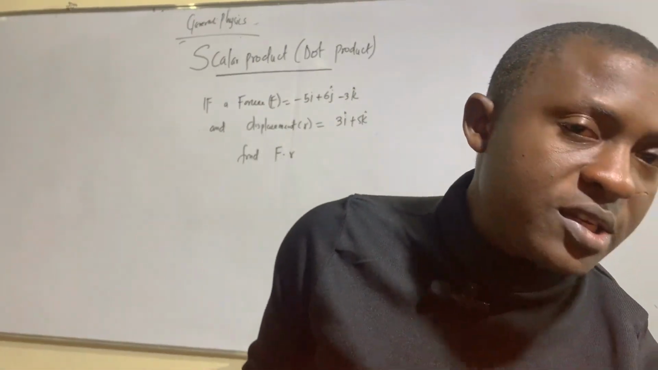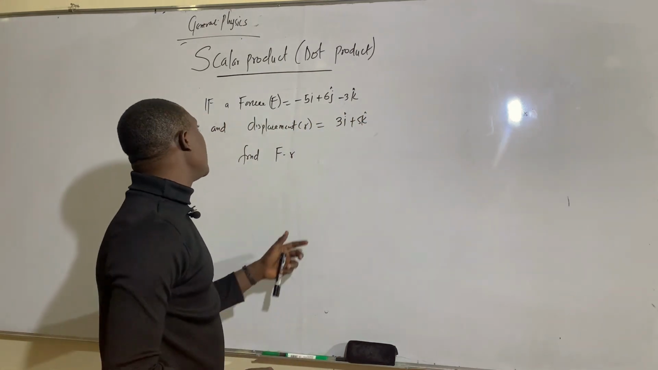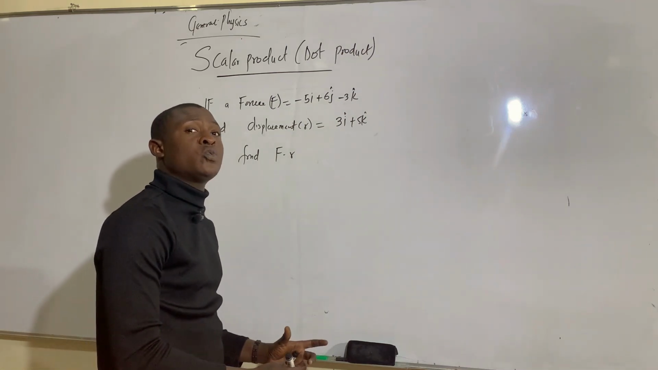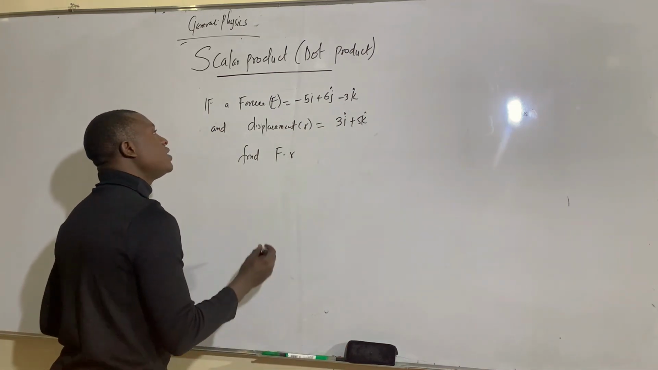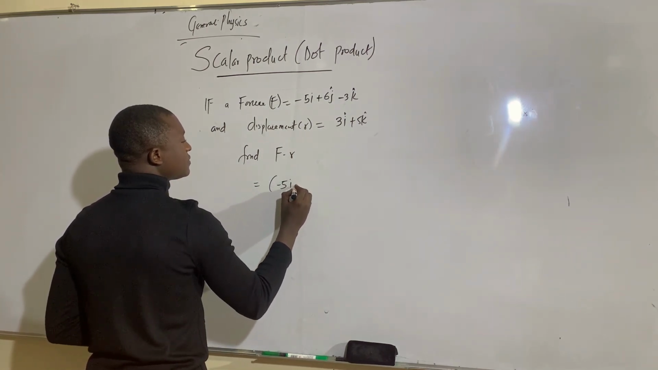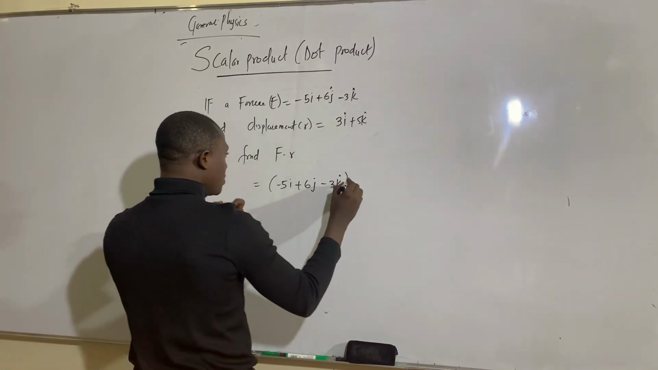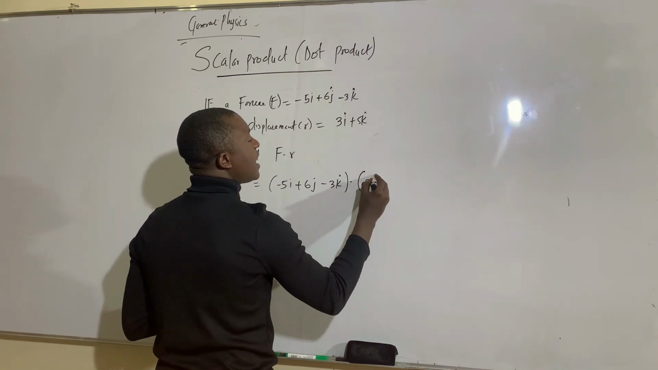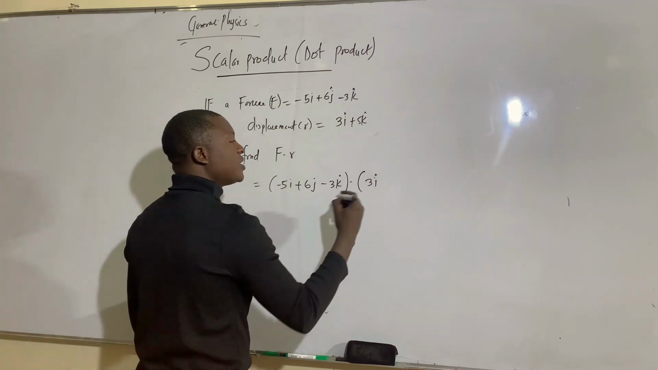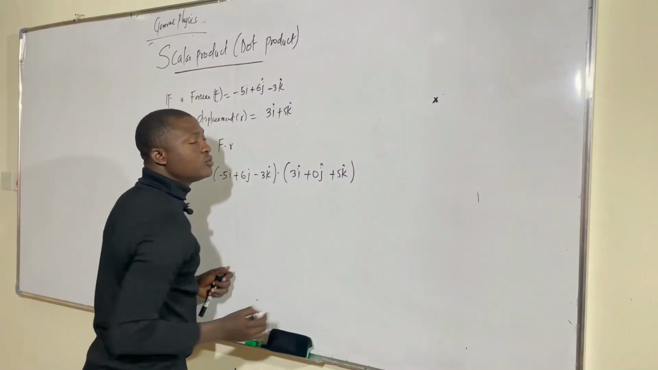It's also simple, but the only difference here is, if you look at the first one, it has 3 directions, right? And if you look at the second one, it has 2 directions. So this one is not like addition. You have to create it. If you have 3 in the first one, you must also have 3 in the second one. So how are we going to create that? My F is minus 5i plus 6j minus 3k. In the first one, nothing is missing there, right? So dot. In the second one, what I have there is 3i. You can see one is missing. Which one is missing? Yeah, j. So I can just say plus 0j then plus 5k, so that I can be able to multiply them together.